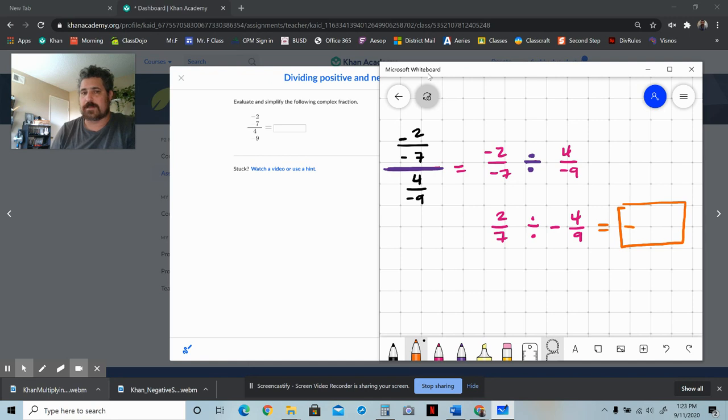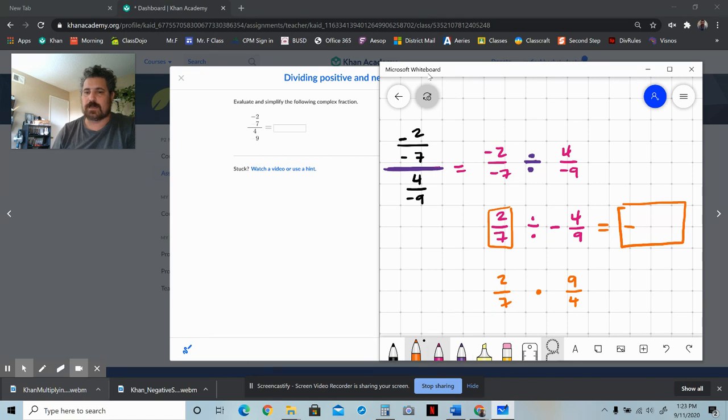And then we can do KFC, key flip change, or dividing fractions is easy as pi. Just flip the second and multiply. So the one on the left stays the same, 2/7. The one on the right, we flip to its reciprocal. We can ignore the sign because we know the sign is going to be a negative answer. And then we're going to change division to multiplication. So ultimately, this is 2/7 times 9/4.